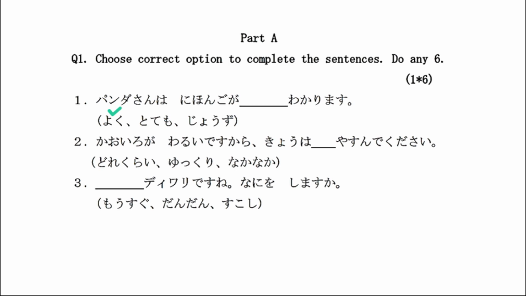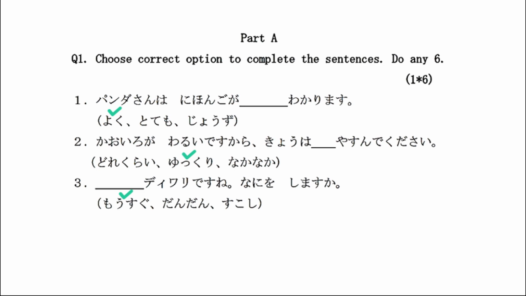The second sentence is, Kao iro ga warui desu kara kyou wa dash yasunde kudasai. The options are doregurai, yukkuri, nakanaka. The correct option here will be yukkuri, which means slowly or without any hurry. And the sentence will become, Kao iro ga warui desu kara kyou wa yukkuri yasunde kudasai. The third sentence is, dash owari desu ne. Nani o shimasu ka? The options are mosugu, dandan, sukoshi. The correct option here will be mosugu, which means very soon. And the sentence will become mosugu owari desu ne.